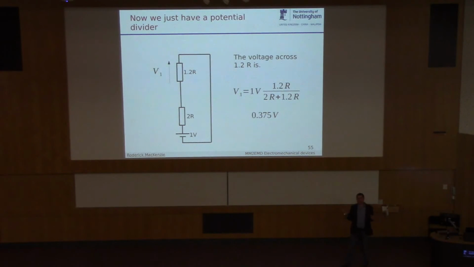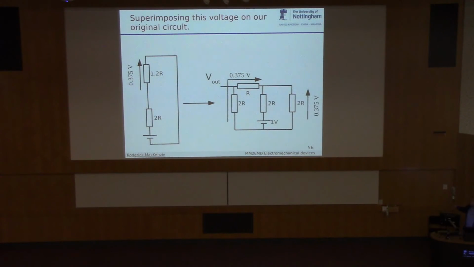So now let's take that and relate it back to our slightly more complicated circuit that we had two or three steps ago. Here I've drawn it out in full. So this 1.2R basically represents this resistance and this resistance. So we know there's 0.375 volts over this and over this, okay? Now, this is the voltage we want to find.